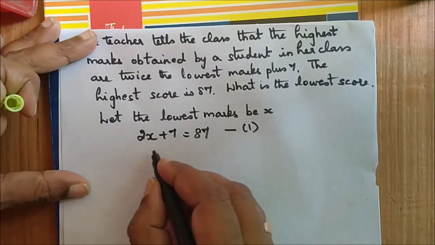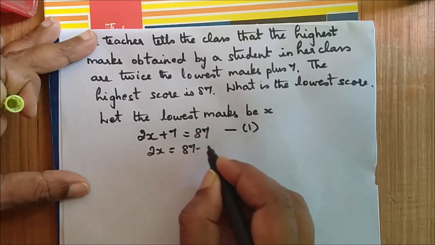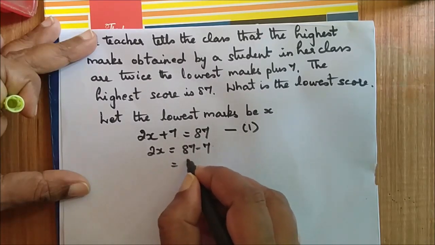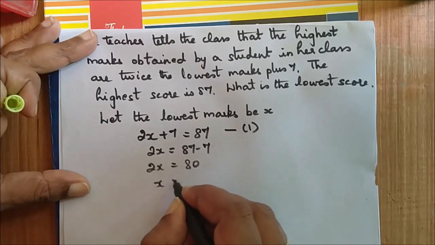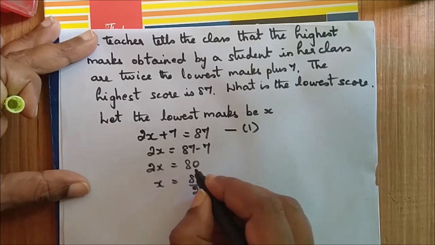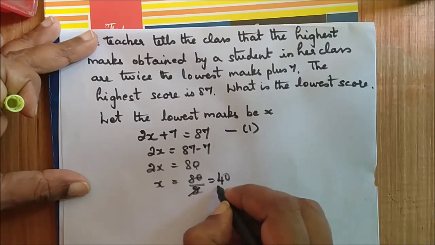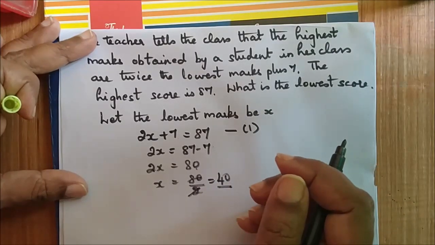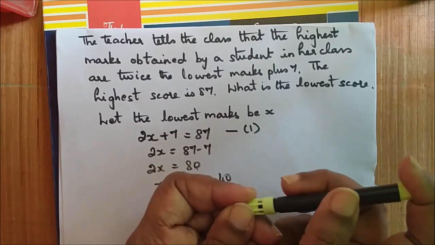Now how will we solve this? We will keep 2x here. I'll take 7 to the other side. It will become minus 7. It is 80. Or in other words, x is equal to 80 by 2. Here it is multiplied by 2. When it goes to the other side, it becomes division. So it is 40. So the lowest score is 40. This is how we solve word problems in our equations.